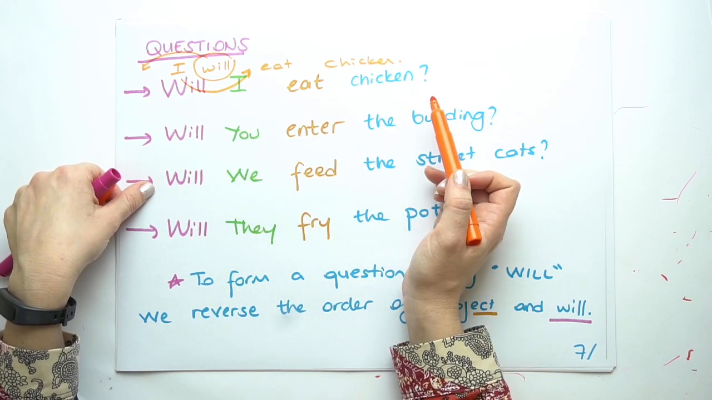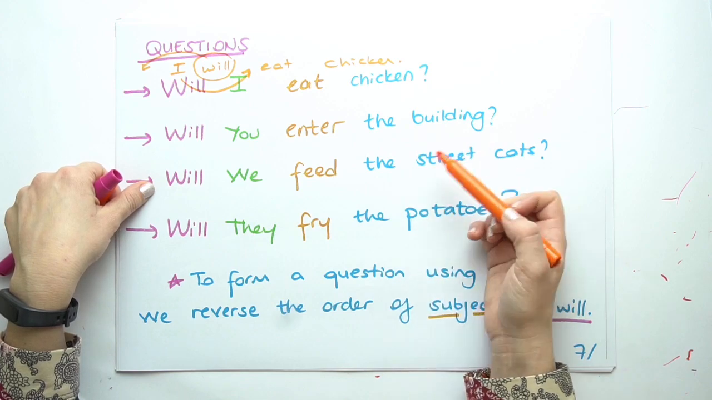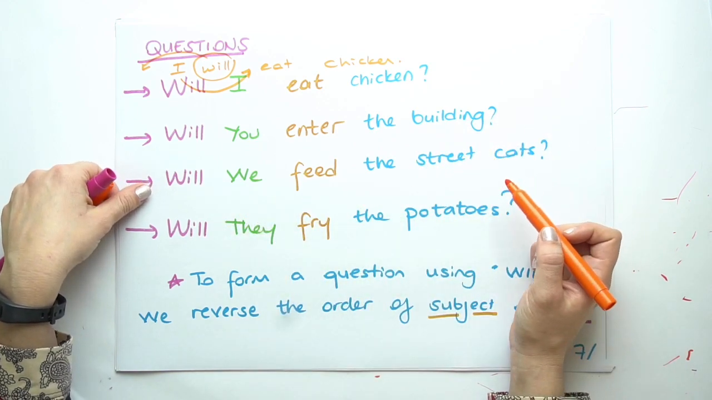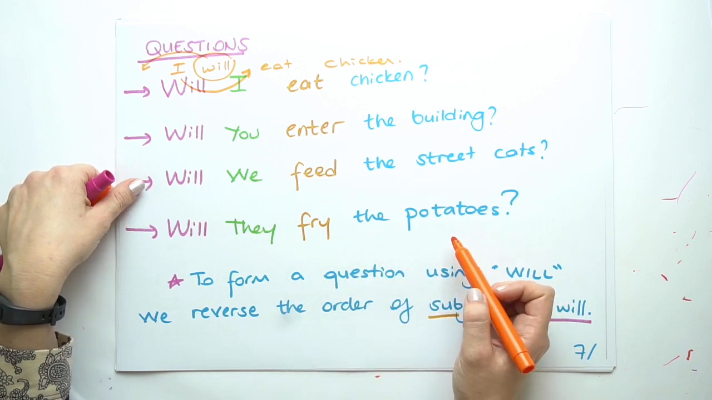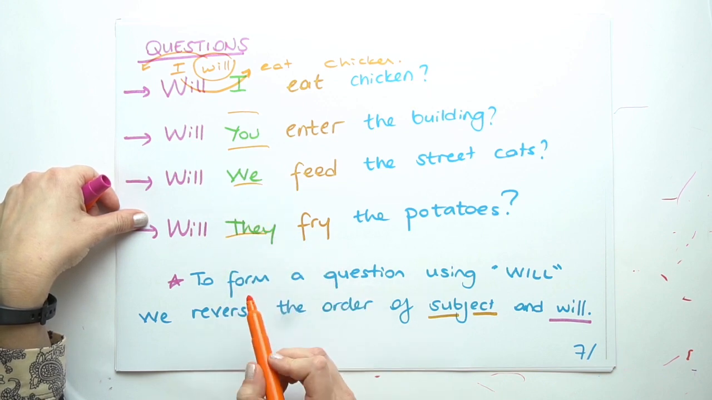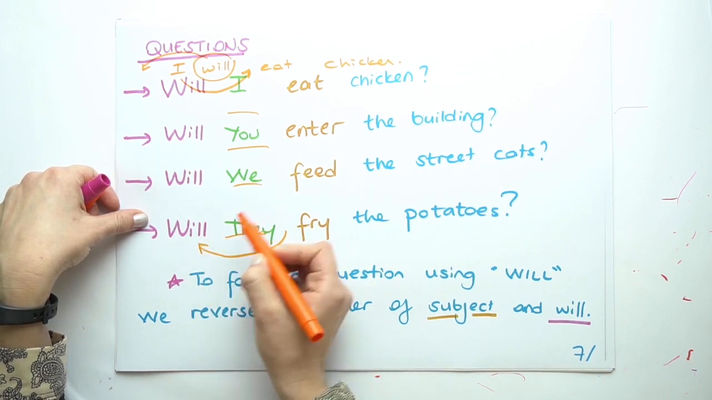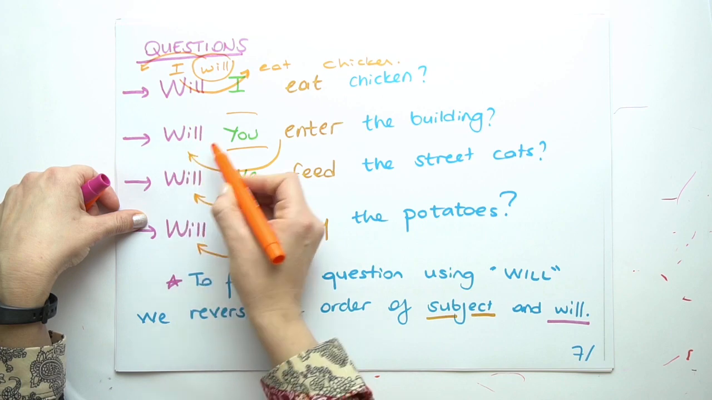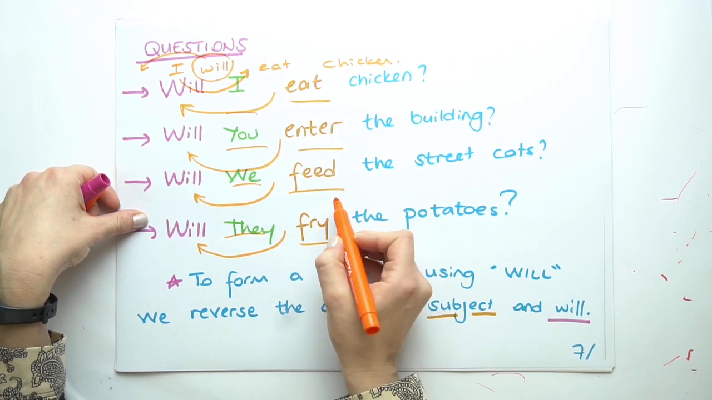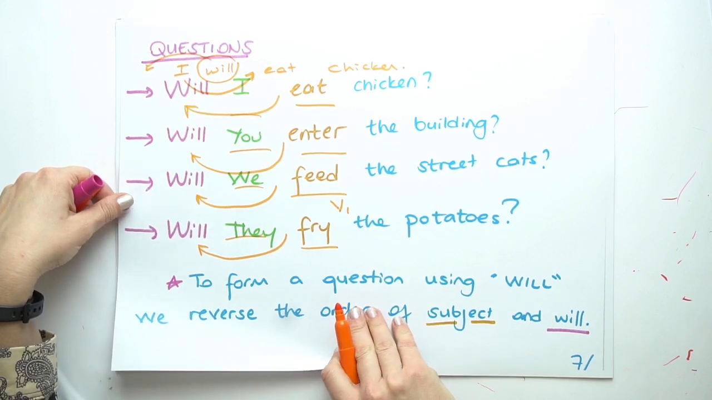Will I eat chicken? Will you enter the building? Will we feed the street cats? Or will they fry the potatoes? So as you can see, with all of the subjects, it's the same. We take will to the beginning of the sentence. And as you can see, the verbs are always in their first form.